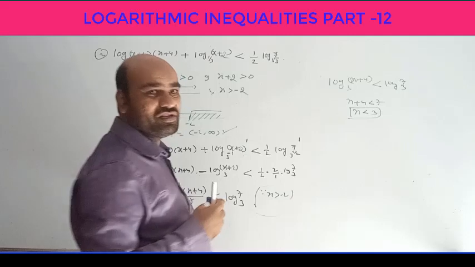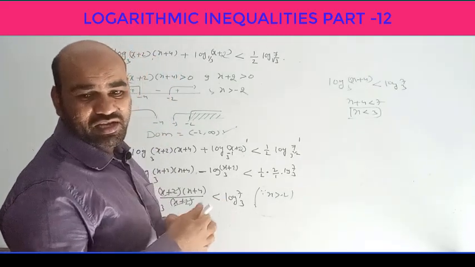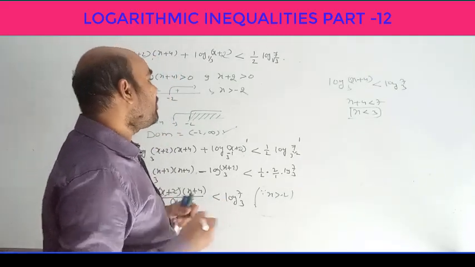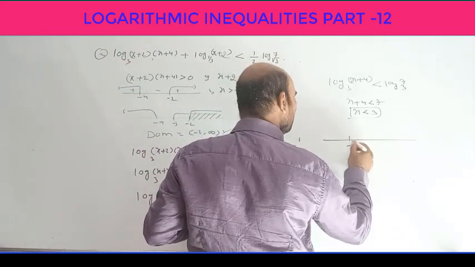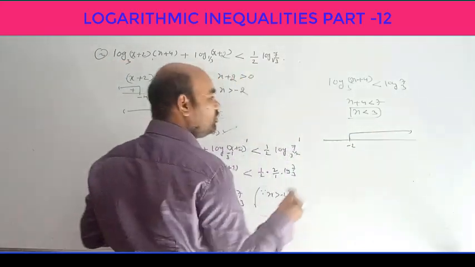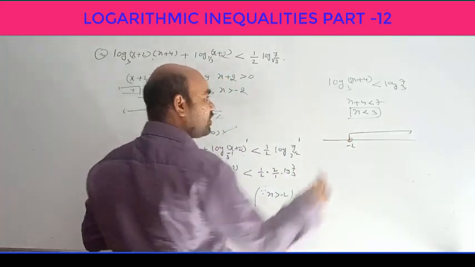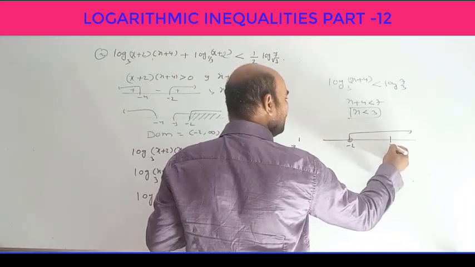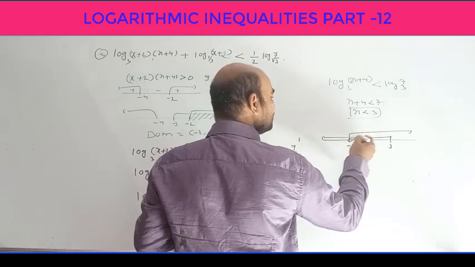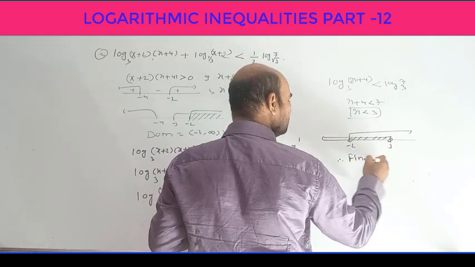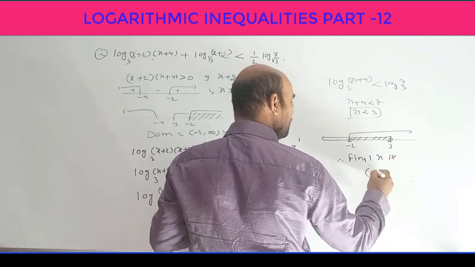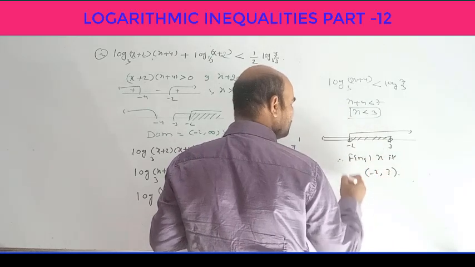x is less than 3. Now we want to identify the area which is common with the domain. So what is the domain saying? Your x should be greater than minus 2. And this is saying that your x should be less than 3. So this is common. Therefore final x is open minus 2 to open 3.